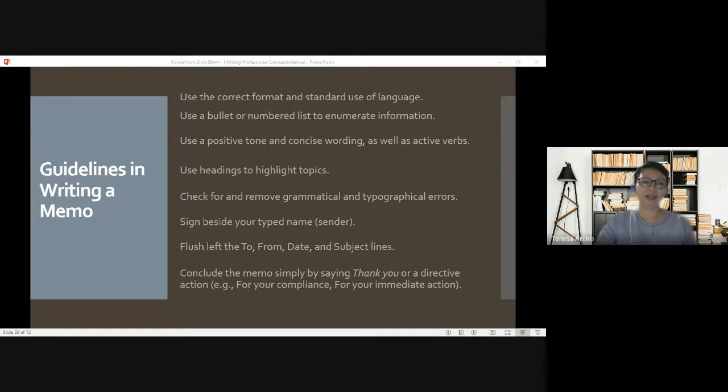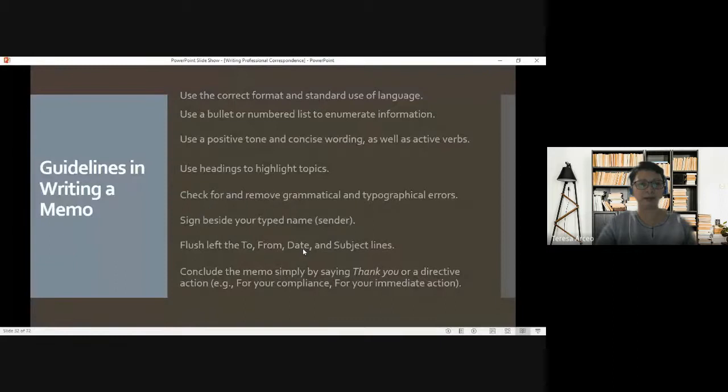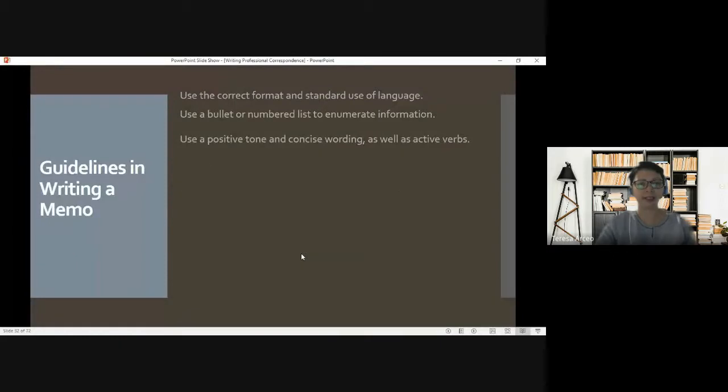There are things to remember when writing a memo. First, you must give a brief overview of the memo in the opening paragraph. This includes the reason or the motive of writing the memo. Let's go back to the sample memo that I have shown you a while ago.